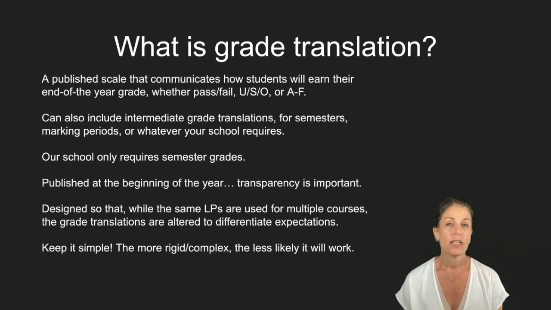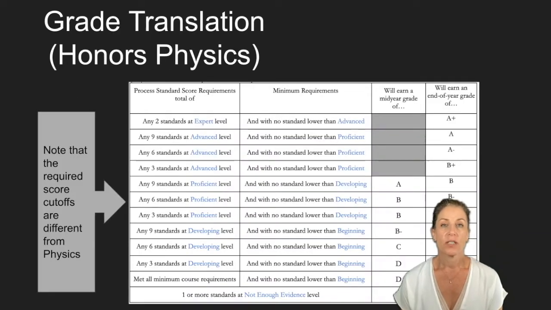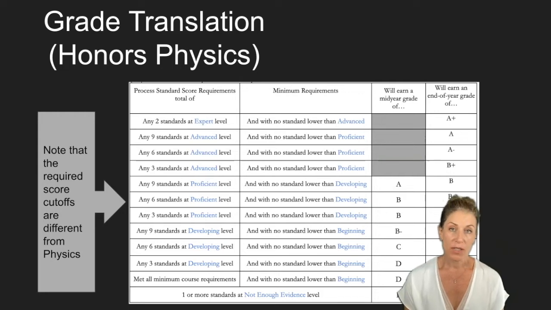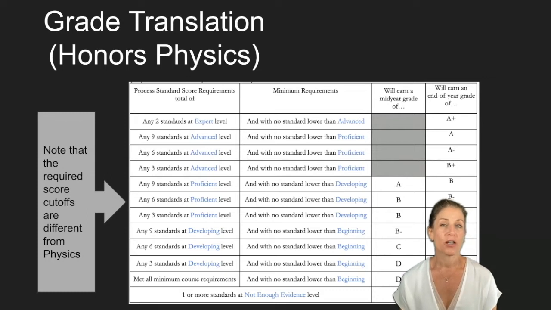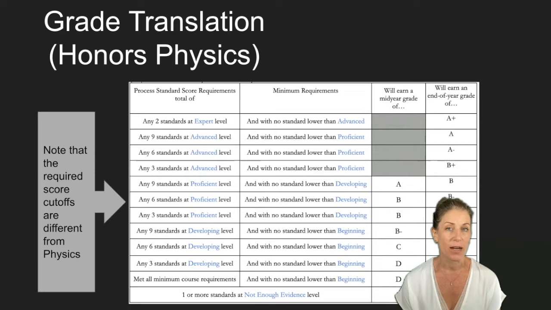This will enable you to take control, set goals, and work on any areas of weakness. This is the grade translation chart that I've been using in my honors physics classes. Note that the requirements are different than that of physics, as it's a more challenging class. The expectations of performance are higher. When interpreting this chart, keep in mind again that you're going to be earning scores in each of 10 practices.